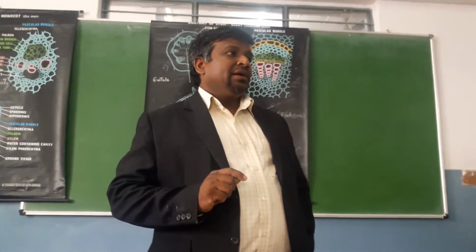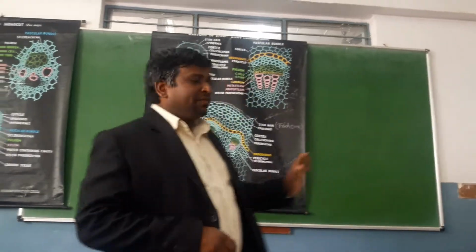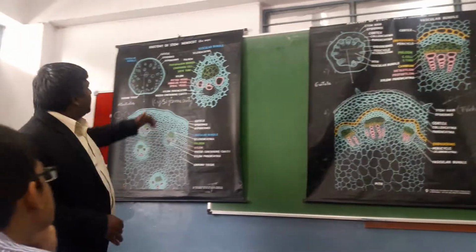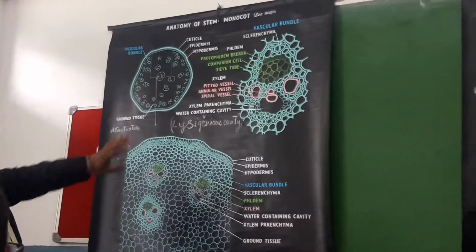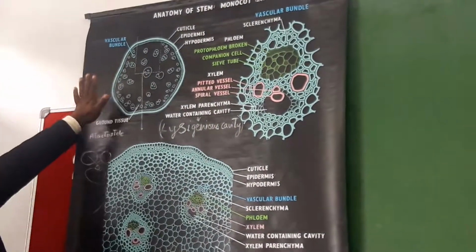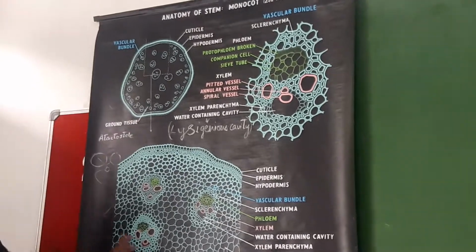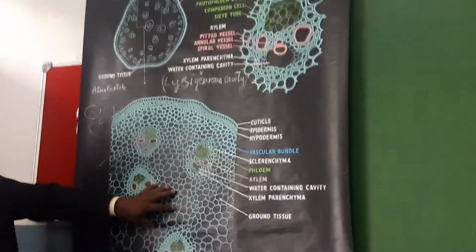Stem, monocot stem. Okay, so it would be quite easy. We'll begin with the anatomy of the monocot stem. What you notice in the ground plan, as I already told you, ground plan is very important, and as well as the enlarged section. Okay.